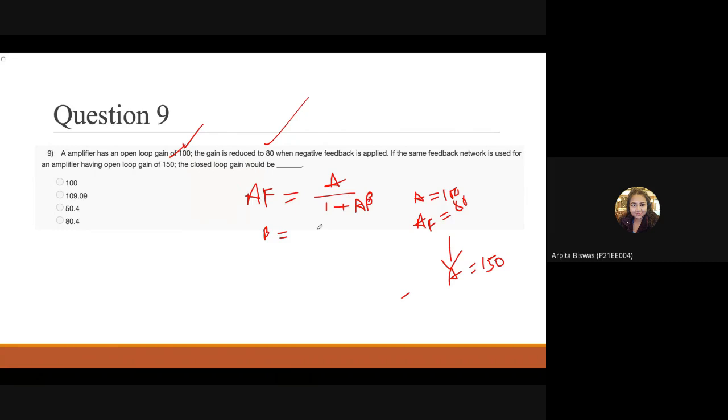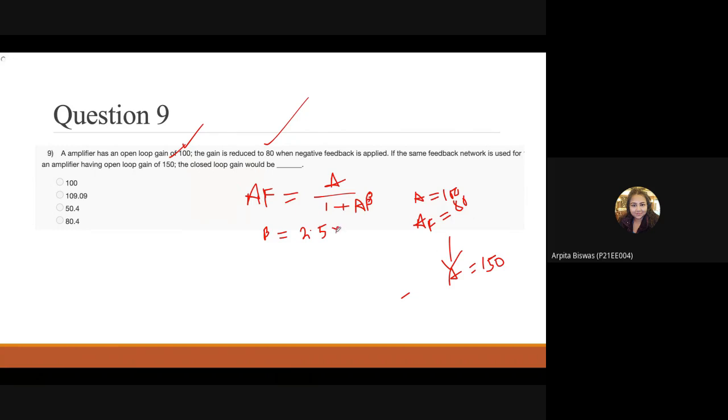Just put the value of A equal to 80, A equal to 100, and find the value of beta. Ma'am, I get the value 2.5 into 10 to the power minus 6. Yes, 2.5. So here you have found the value of beta.